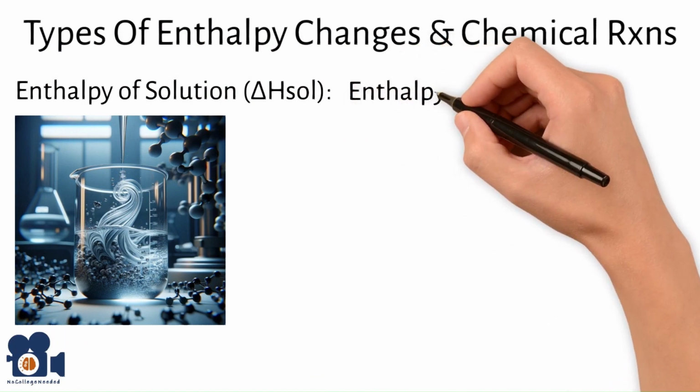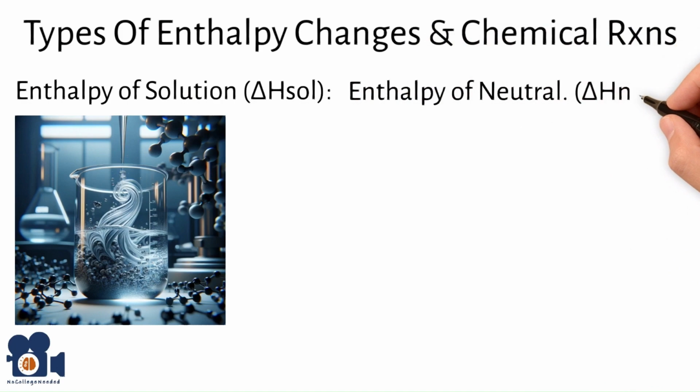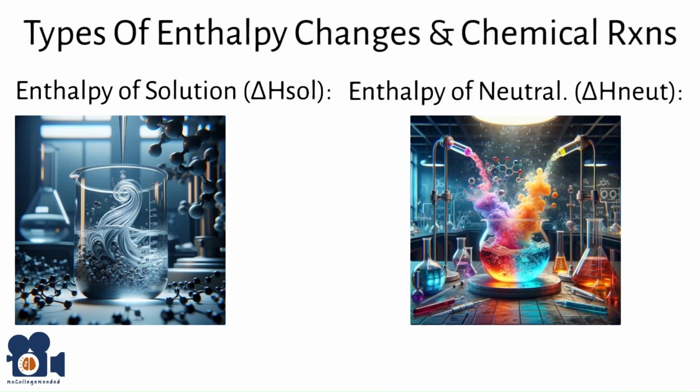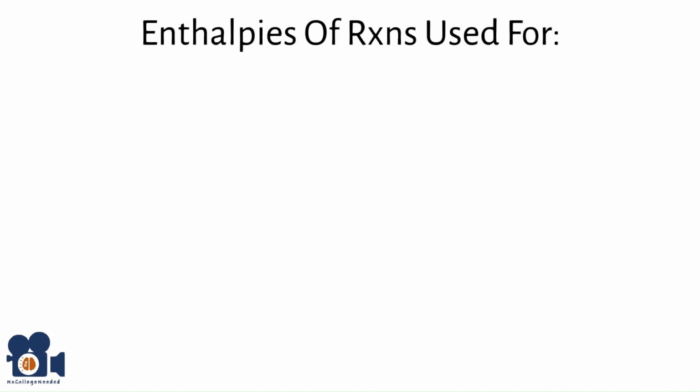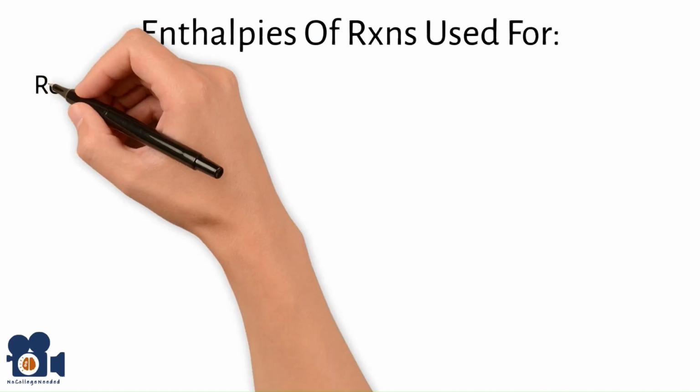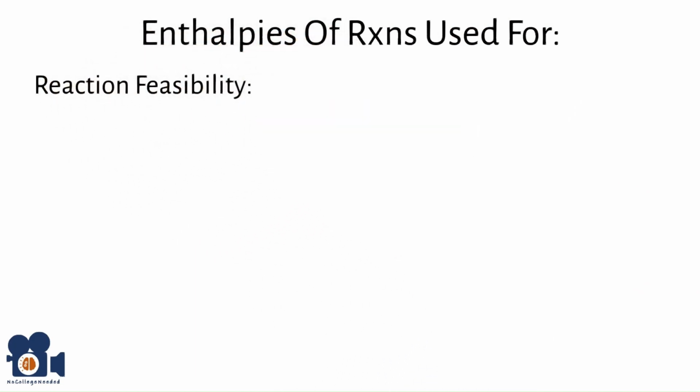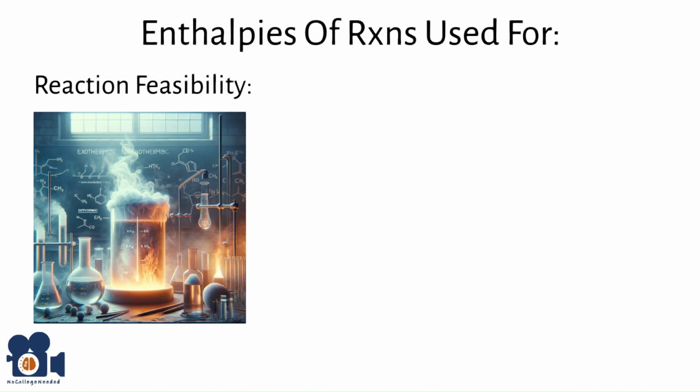Enthalpy of neutralization, delta H neut, is the heat change that occurs when an acid and a base react to form water and a salt. Enthalpies of reactions are used in chemistry for a variety of important purposes. Some of these include predicting the reaction feasibility or determining exothermic/endothermic reactions.